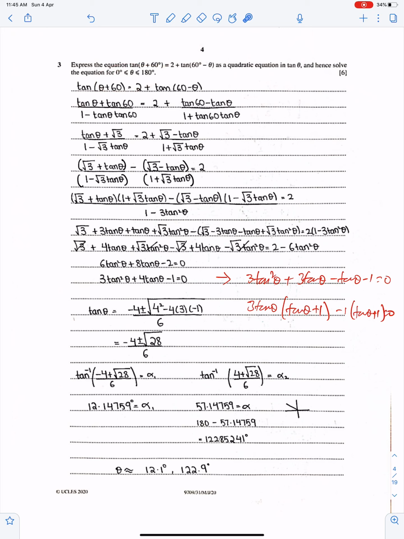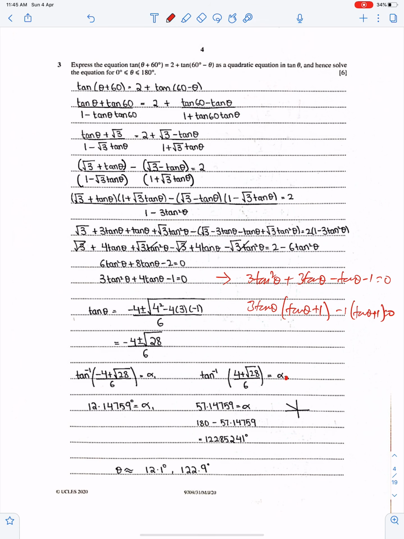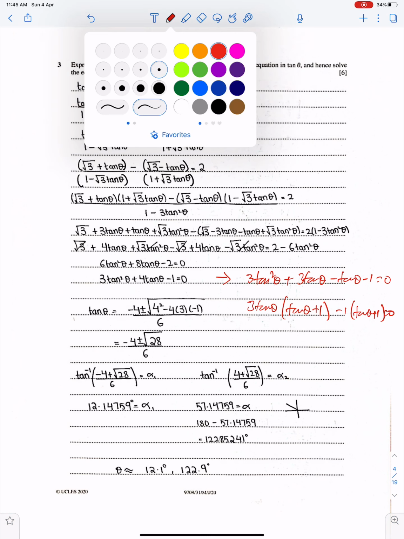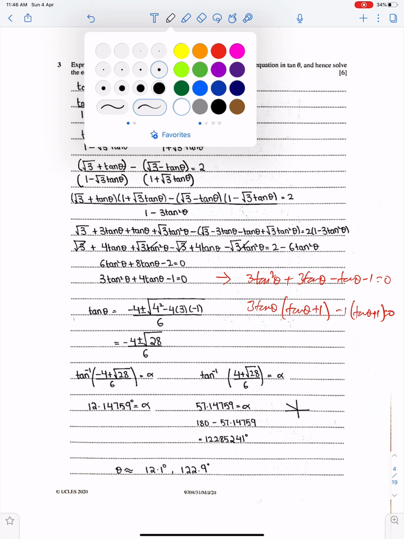Therefore, this is in second quadrant. So this answer will become this. Let me check this. This is positive. So this should be this one. And this must be this one. This is alpha 2. Let me correct this. You can just write alpha if you want.